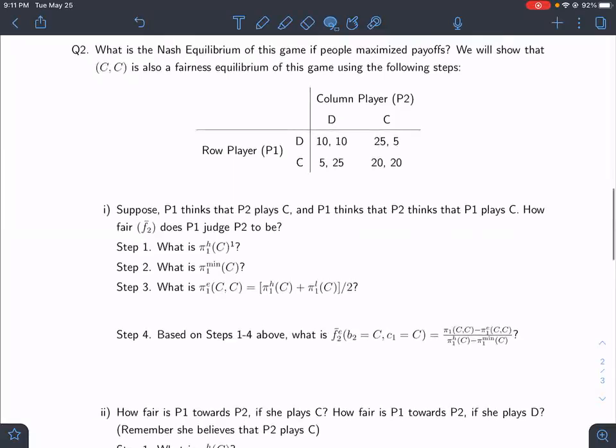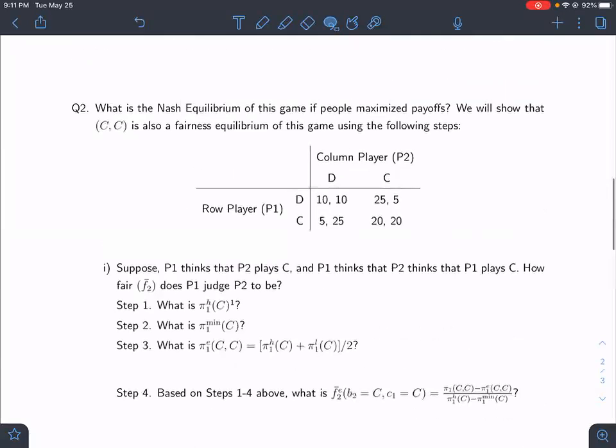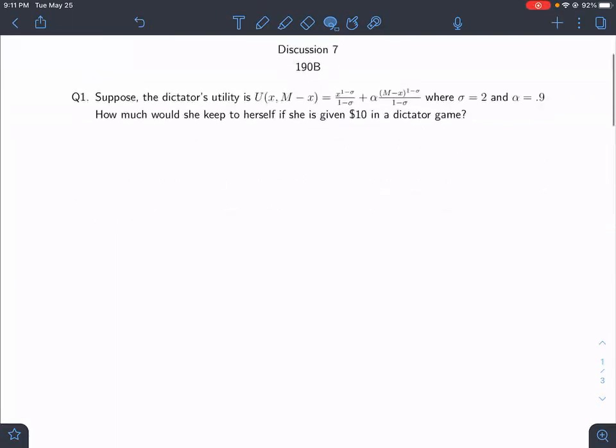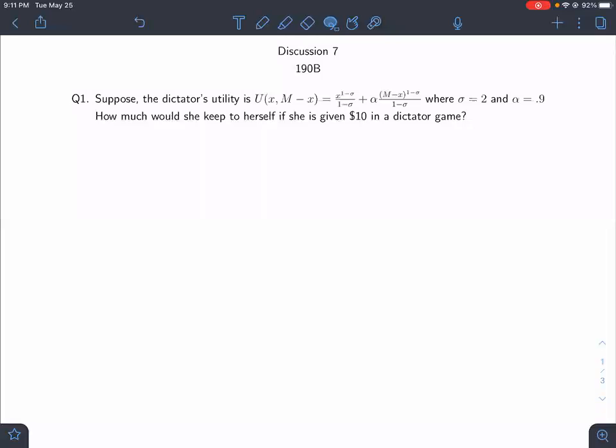So the numbers are changed. The specific numbers in this question are different from the actual homework. Okay, then let me start from the first question.